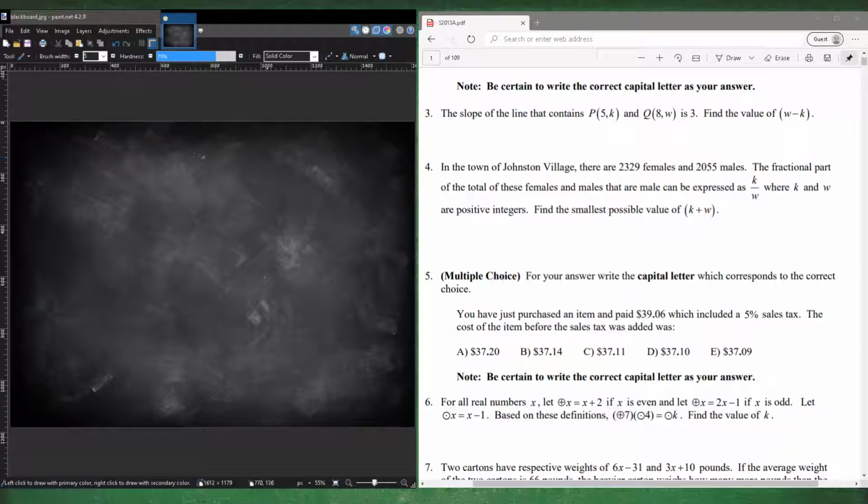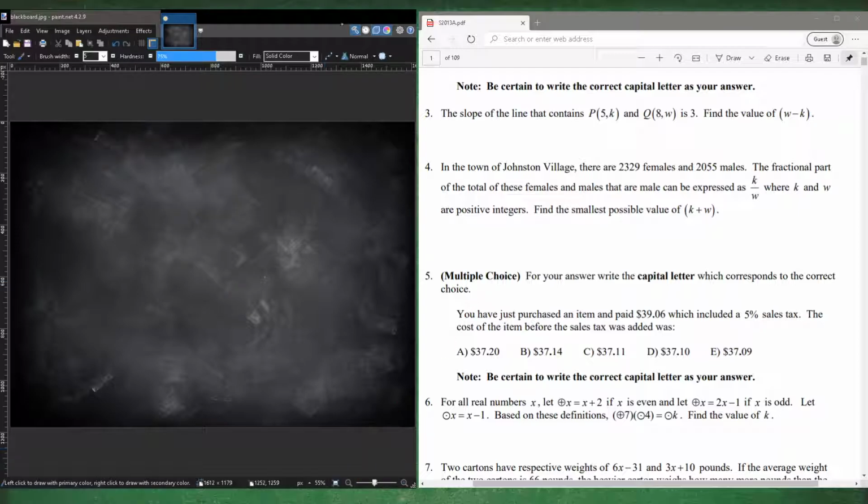Number 3, the slope of a line that contains P, (5, K), and (8, W) is 3. Find the value of W minus K. Okay, so W minus K, which is just the rise, over 8 minus 5 is equal to 3. So W minus K over 8 minus 5, which is 3. 3 times 3 is 9. So W minus K is 9. And that's basically it.